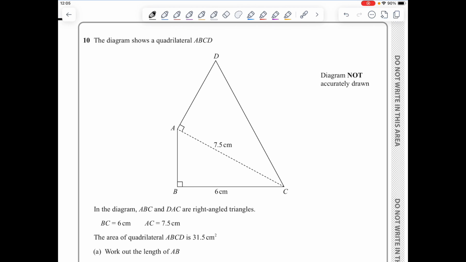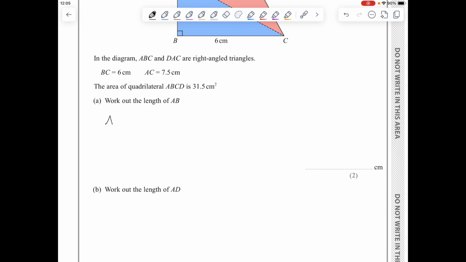For question 10, I have two right angle triangles. Now to find AB, I'll use Pythagoras' theorem and the blue triangle. So AB squared is equal to 7.5 squared minus 6 squared. This is equal to 20.25. Take the square root of that, so AB comes out to be 4.5.